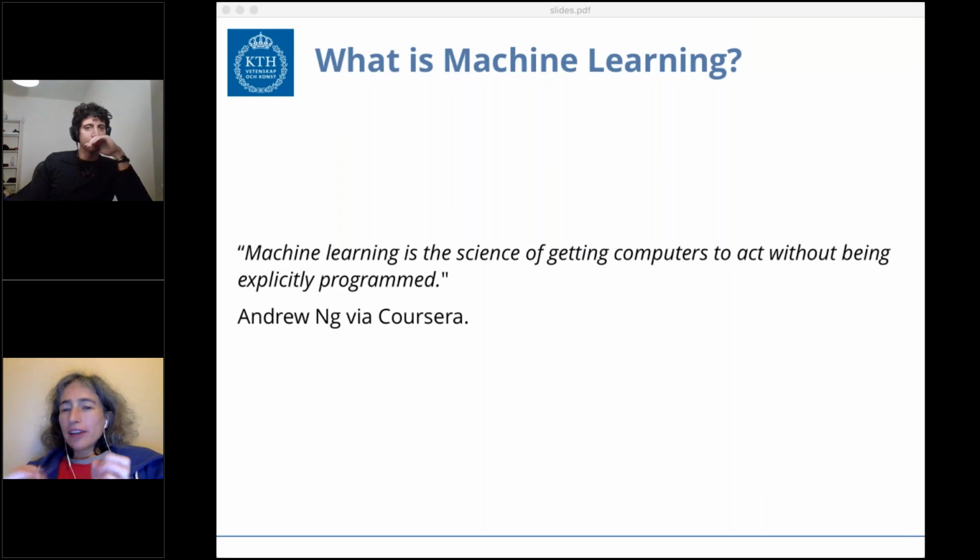Okay, I would also like just to try and get you excited about machine learning. So what is machine learning? Some of you will have some experience and know that this is something that you want to study further, while some of you are maybe just more intrigued. But one good definition of machine learning is it's the science of getting computers to act without being explicitly programmed.